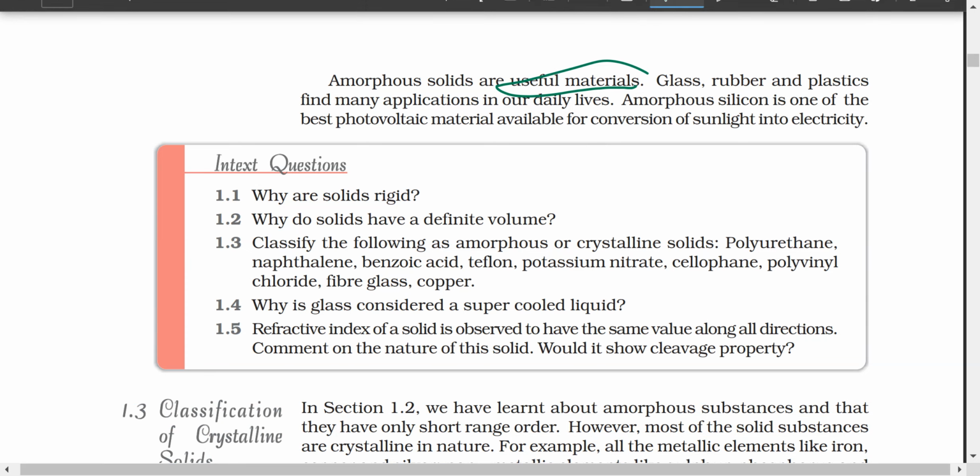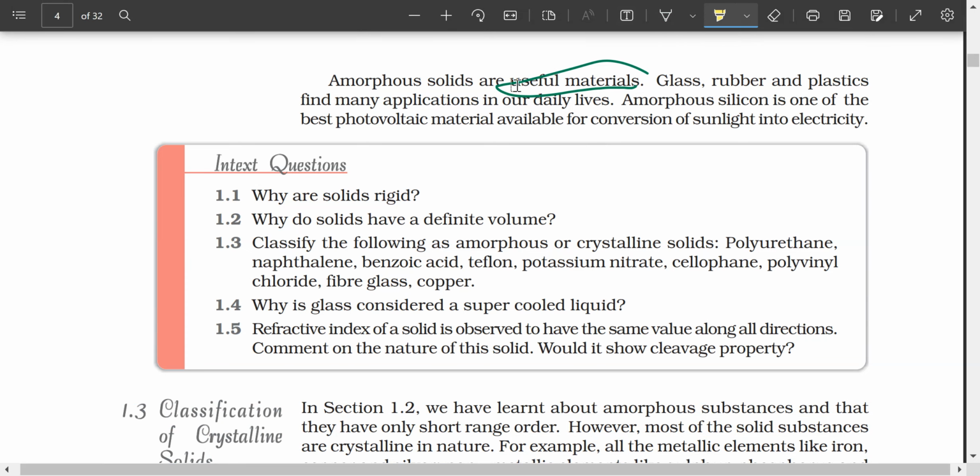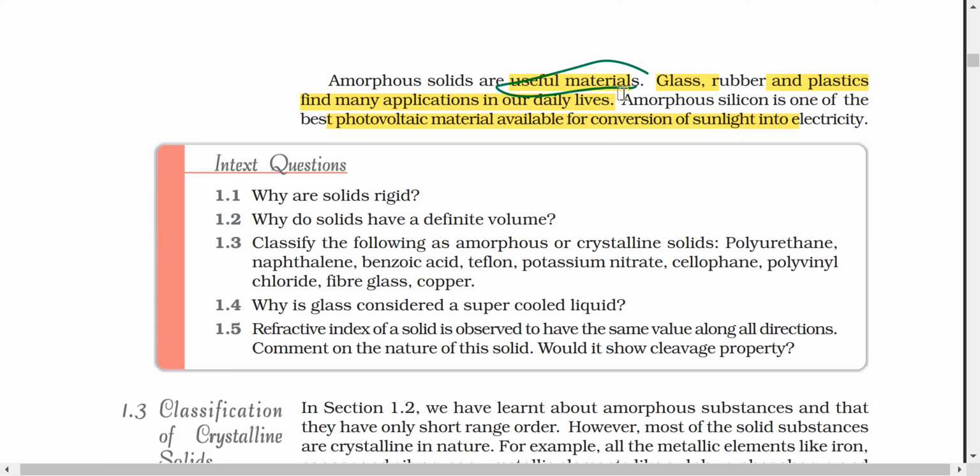Glass, rubber. When we saw glass just now, we already understood that glass is very important for us. Rubber and plastics find many applications in our daily lives. Amorphous silicon is one of the best photovoltaic materials available for conversion of sunlight into electricity. Amorphous silicon is the thing you have to remember. It is a photovoltaic material.